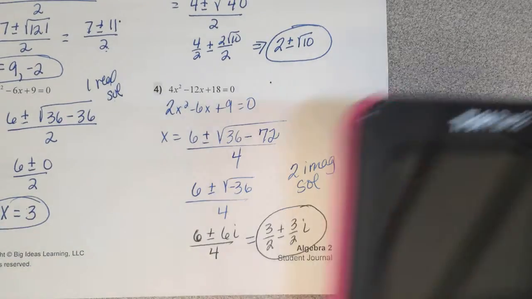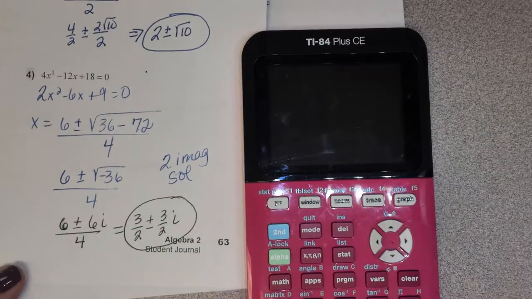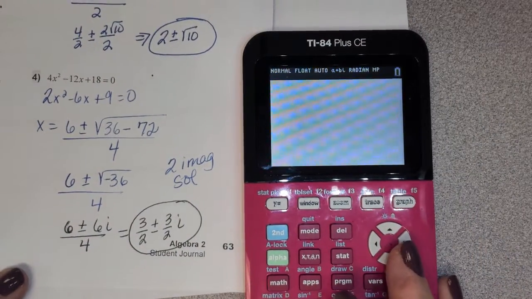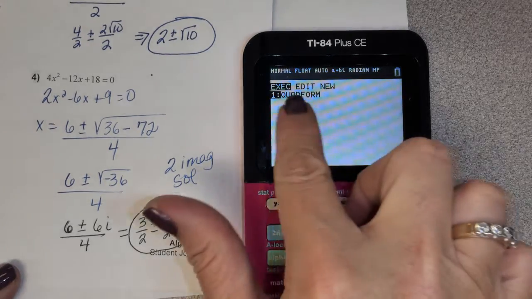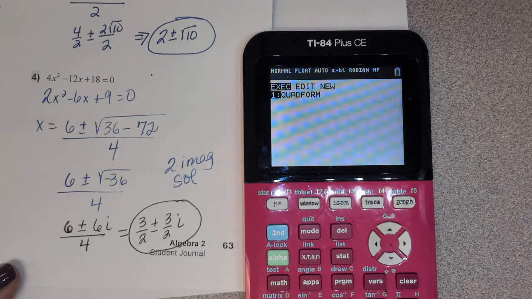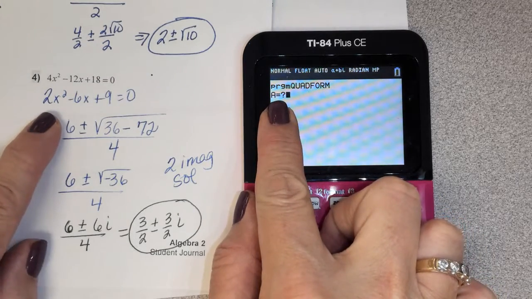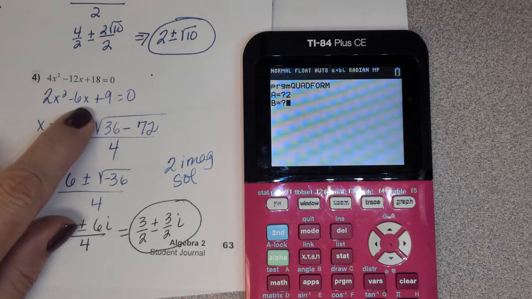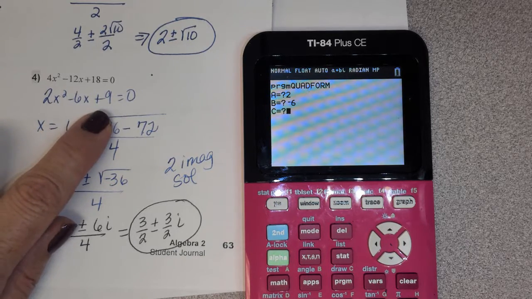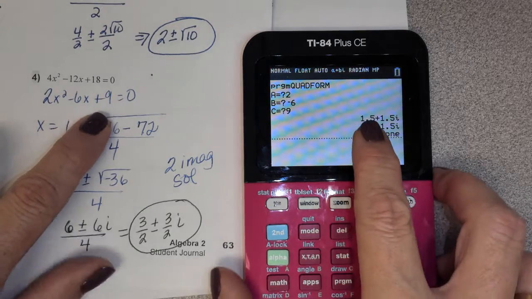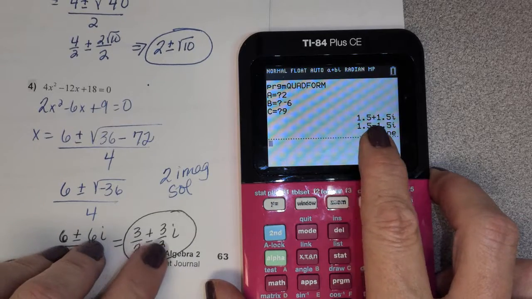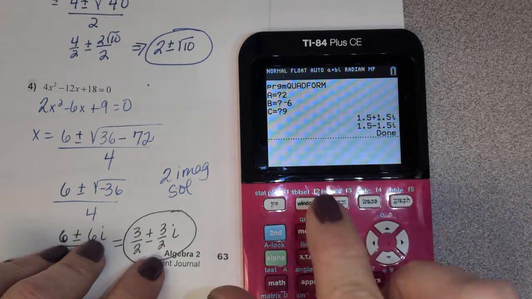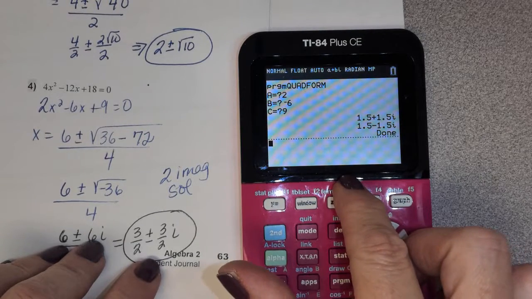1.5, right? I want to show you guys something that's really cool that you're going to have the option of doing. You can't do this yet because you don't have the program. Everybody watch. If I go on my calculator, I go to program. I took the time to program in the quadratic formula. So when I hit enter and enter again, it's going to ask me what's A. A is 2. What's B? Negative 6. What's C? 9. And it tells me my solution would be 1.5 plus 1.5i and 1.5 minus 1.5i. If you can program this onto your calculator, you are allowed to use it.